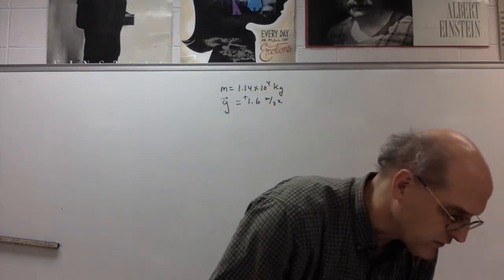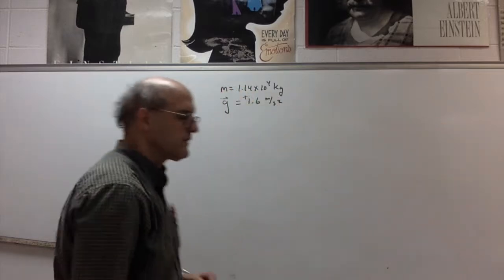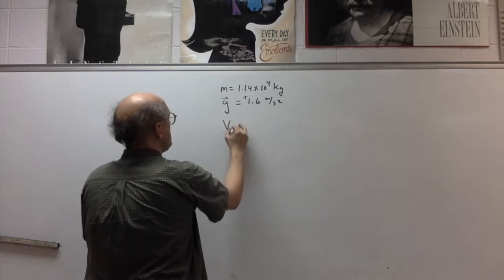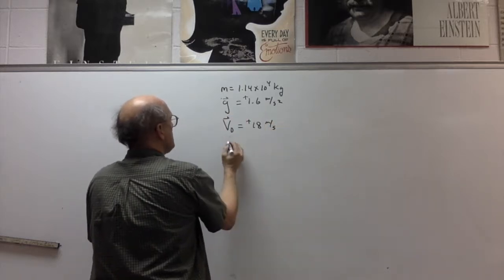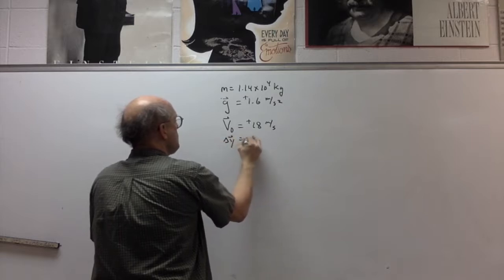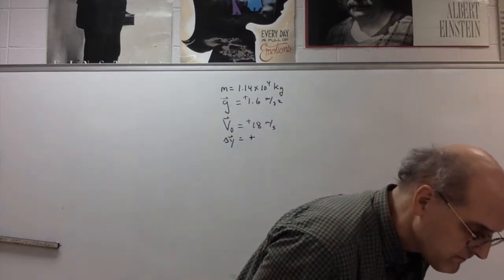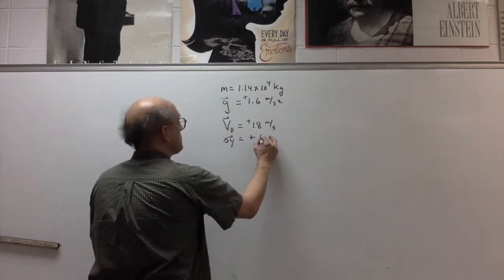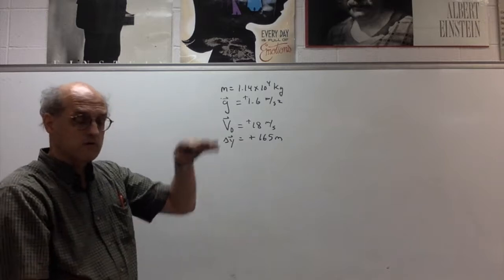It's at an altitude of 165 meters and has an original velocity of 18 meters per second. So v0 is 18 meters per second, and that's down. And it's going to be displaced downward through 165 meters, right, because it's at a height of 165 meters.